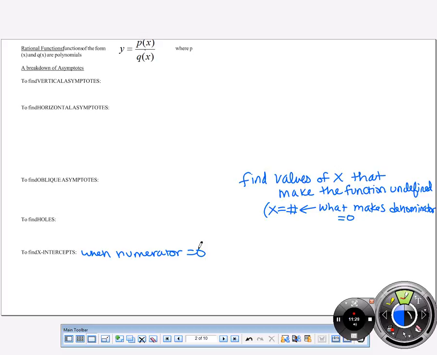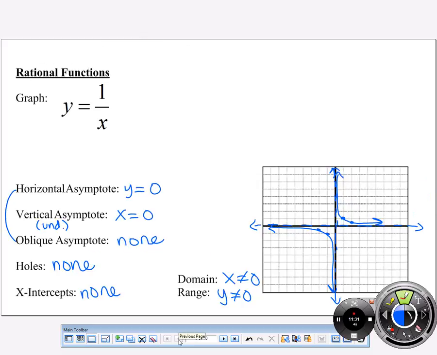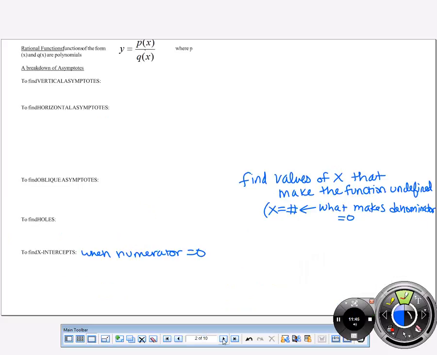Now remember, in the graph that we just saw, bring this back up if you're copying it, this graph had no x-intercepts, and that was because when we looked at the function, could you make the numerator equal to 0 by changing the value of x? No, because there was no x in the numerator, so you couldn't make just the numerator equal to 0. All right? So that's why it had no x-intercepts.